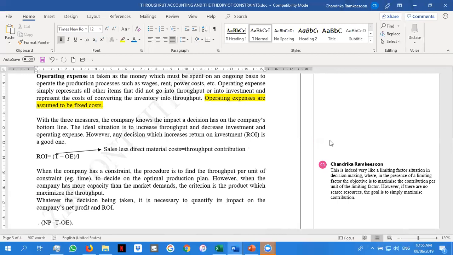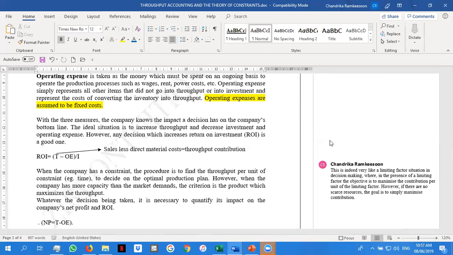So what you see in here is the ideal situation is to increase throughput, sell as many units as you can, and at the same time decrease the amount of money spent on materials. In other words, try to acquire the materials as cheap as possible without, of course, compromising on the quality, and try to keep your other operating expenses as low as possible as well. This is nothing new. This is what businesses, we assume rational businessmen, would try to do: increase sales and keep their costs down. Except, of course, the terminology here is a little bit different.